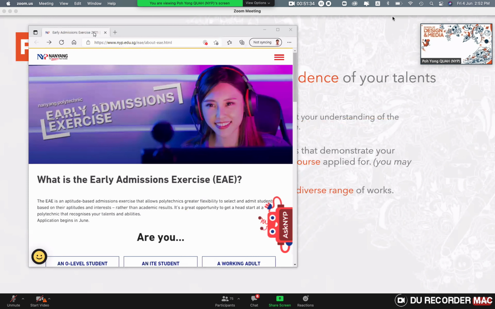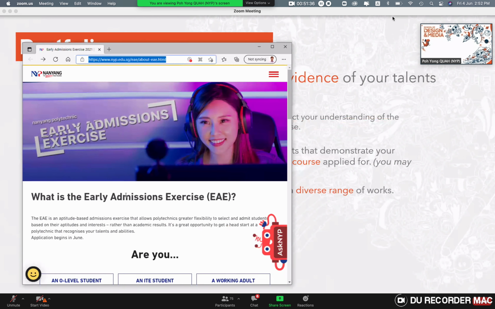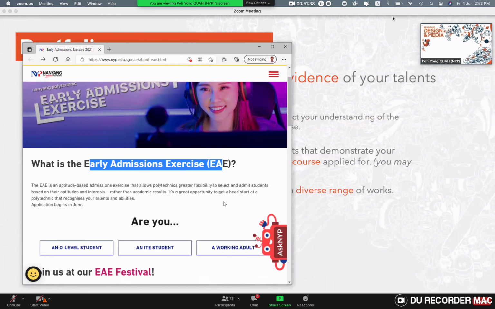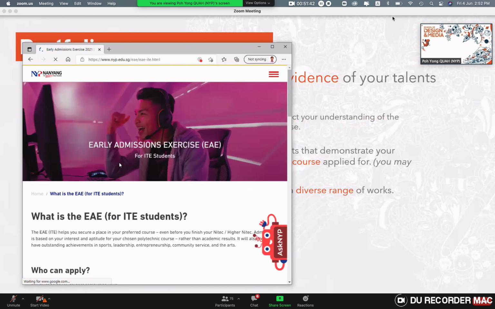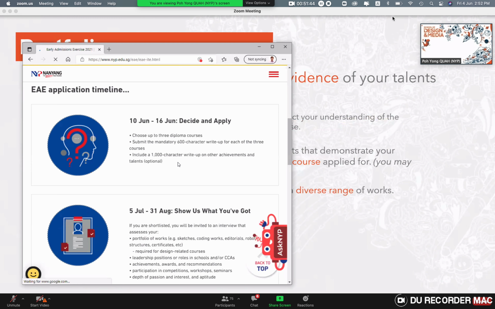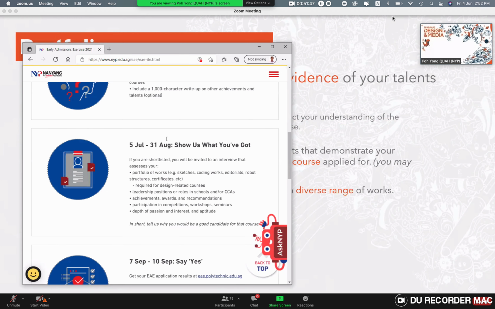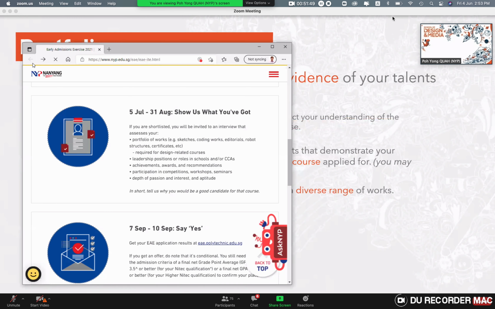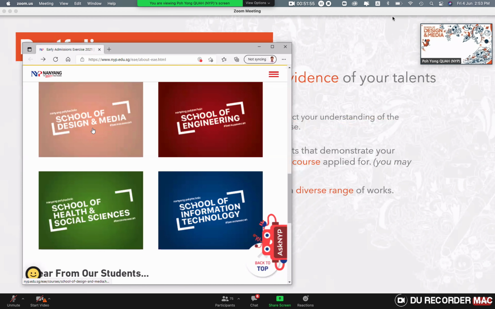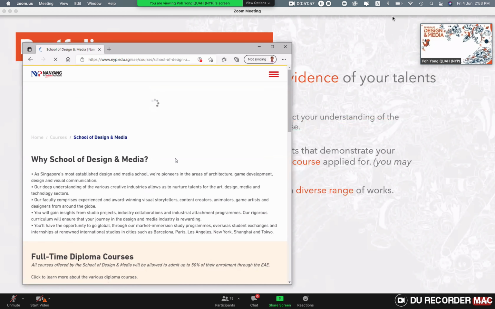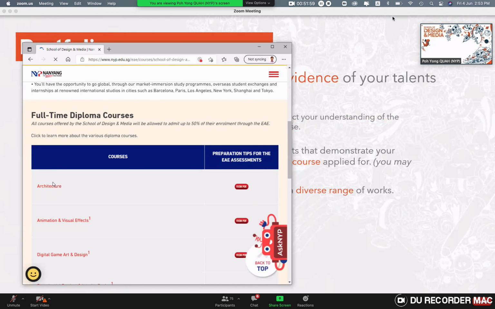Okay, NYP page under the EAE exercise. You can look for our course. For example, for ITE, what I'm supposed to do, right? The dates. Then at the same page, if you scroll down, you will click on the School of Design and Media. I say, look, I want to do architecture. Click on architecture.